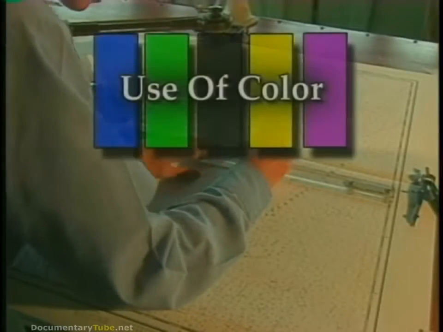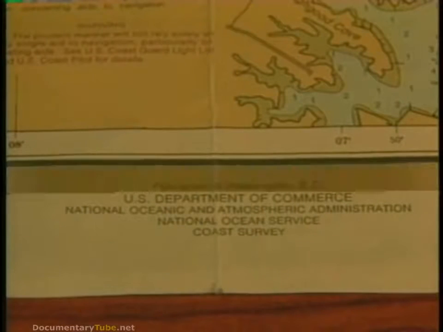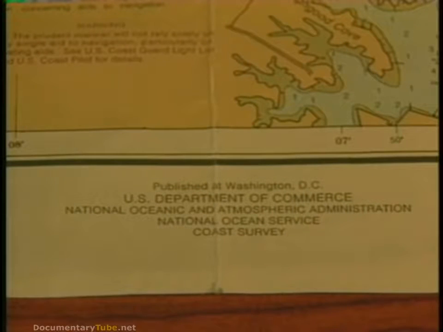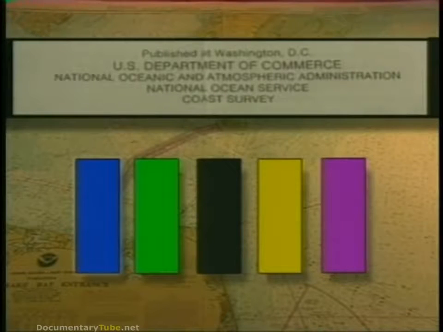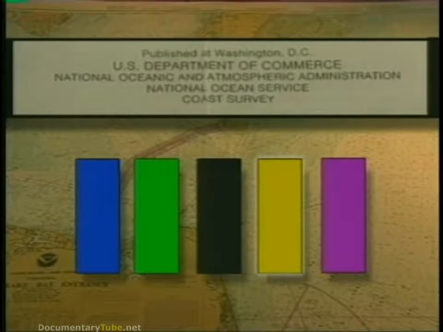Nearly all charts employ color to distinguish various categories of information. Charts you may encounter will come from two sources: the National Ocean Service, the NOS, or the National Imagery and Mapping Agency, or NIMA. The NOS color system uses 5 multipurpose colors. These colors may appear solid or shaded on charts.